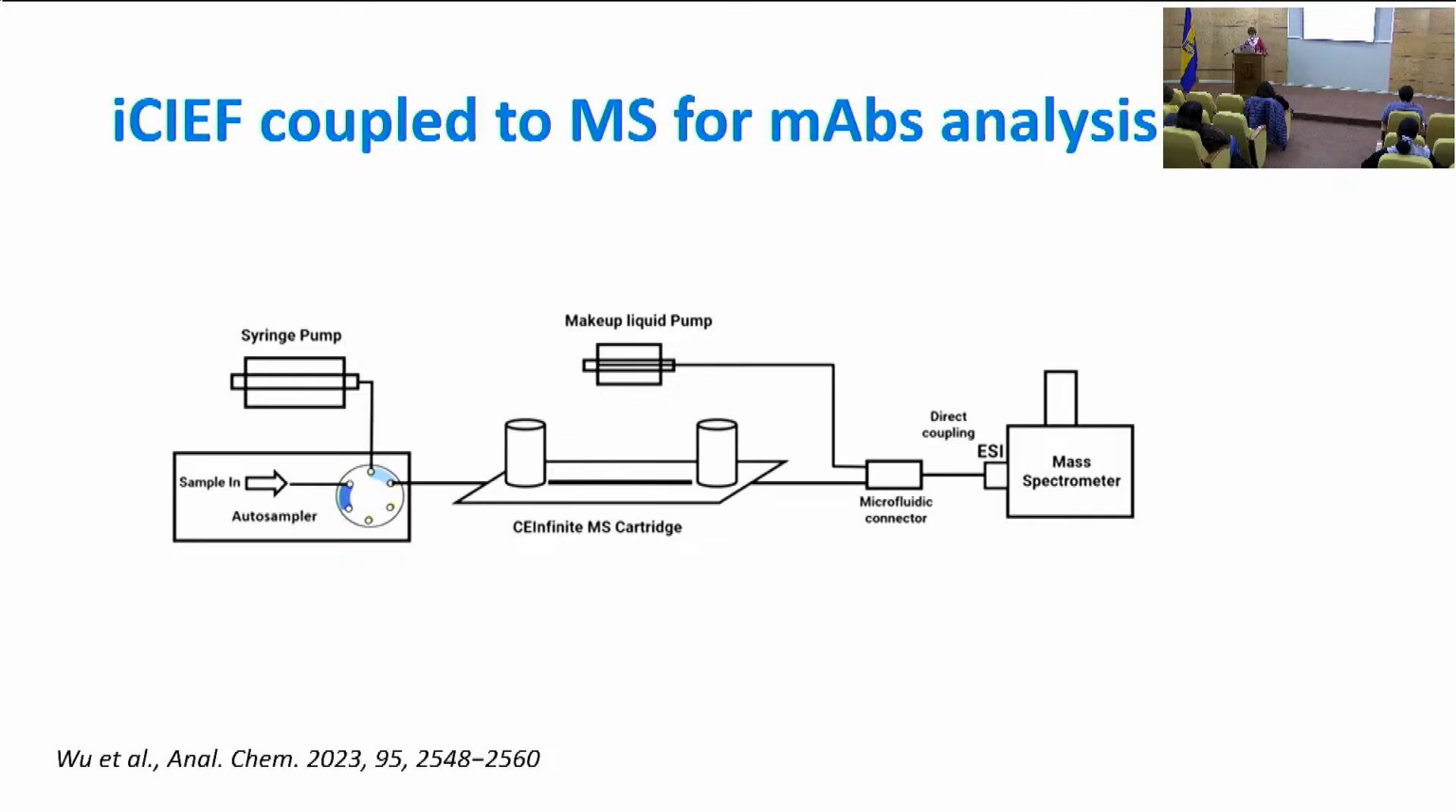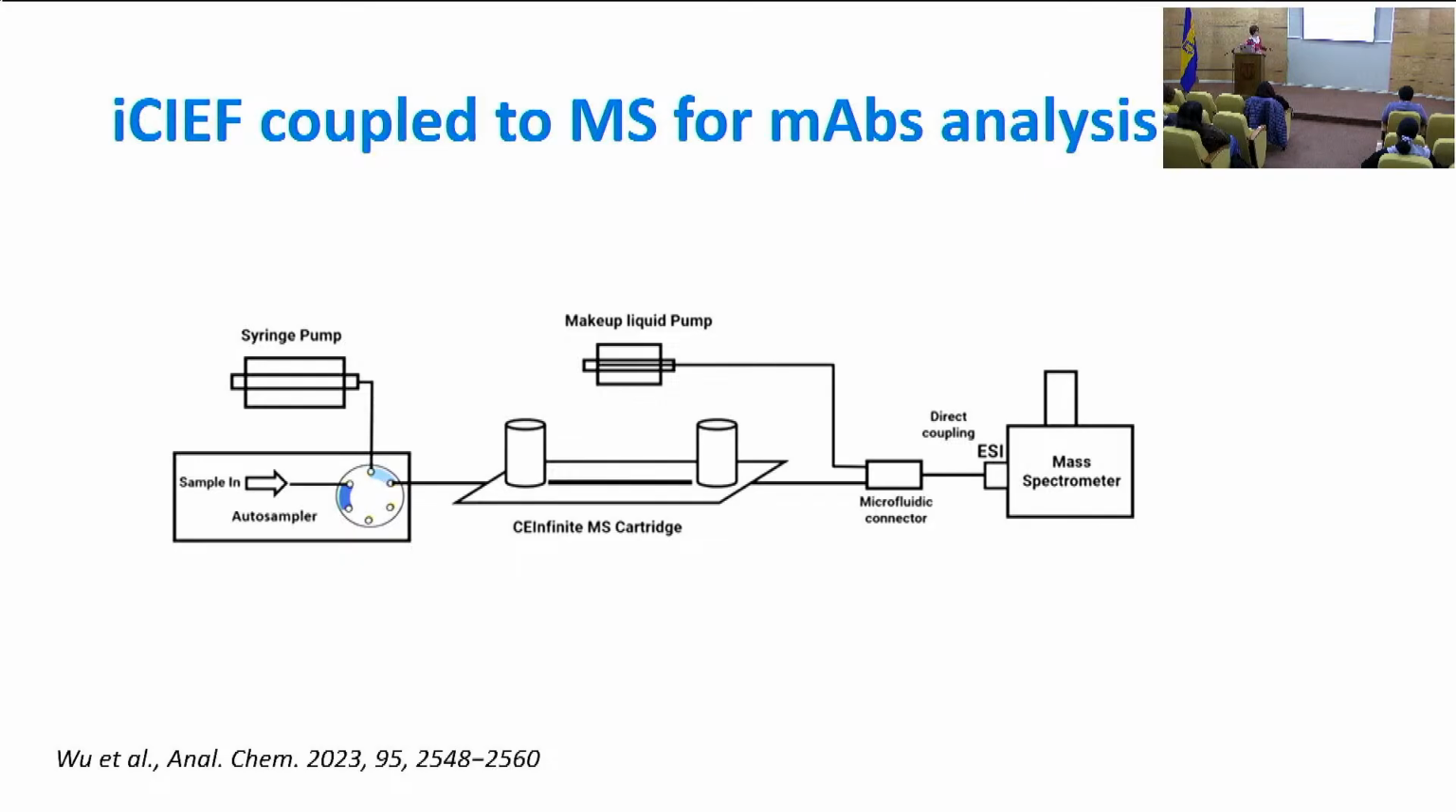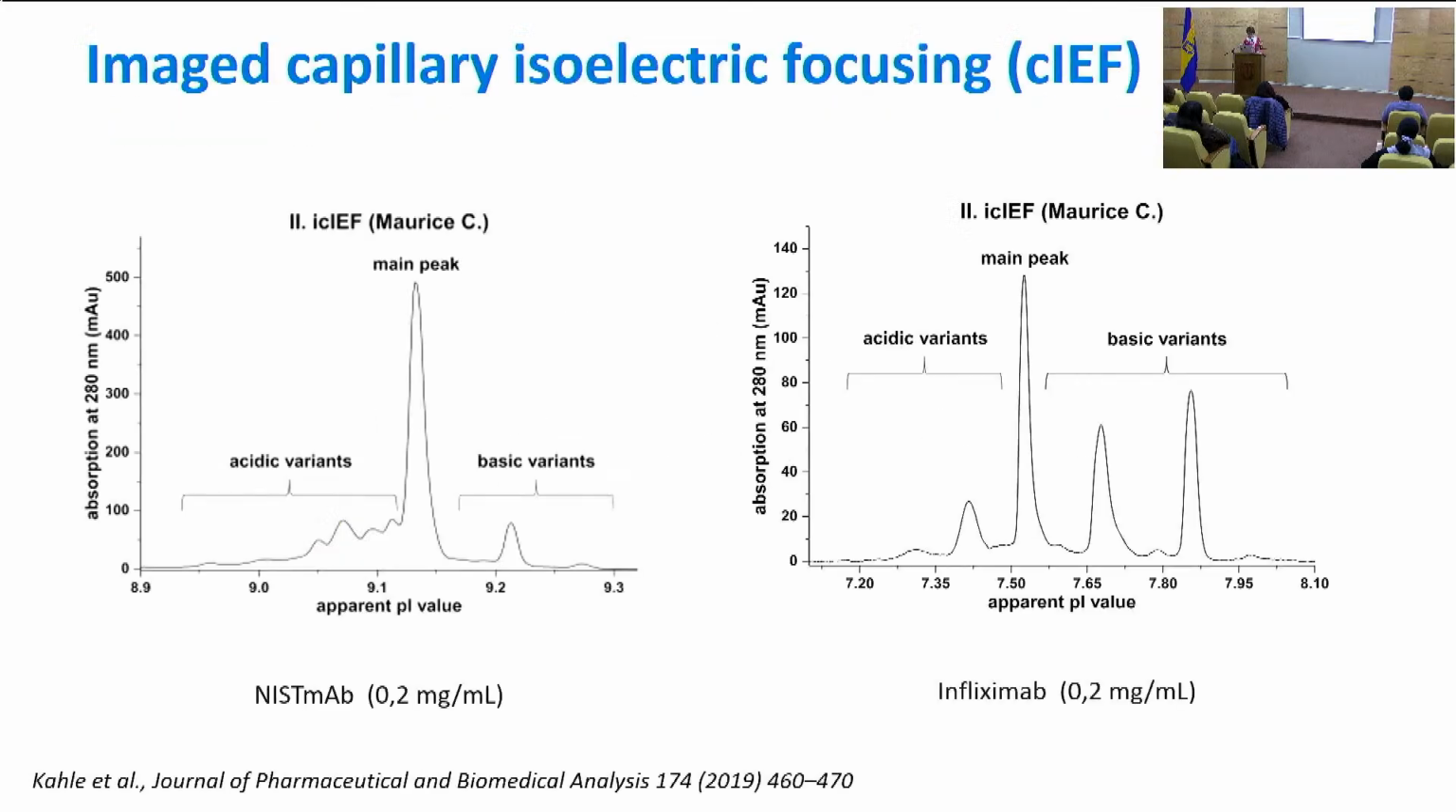And then I think that's it. That's all I want to present. So that's it for all the separative methods that can be used for quality control, in terms of identification, in terms of detection of degraded species, truncated or aggregate.